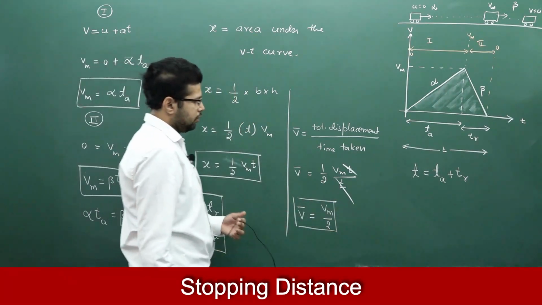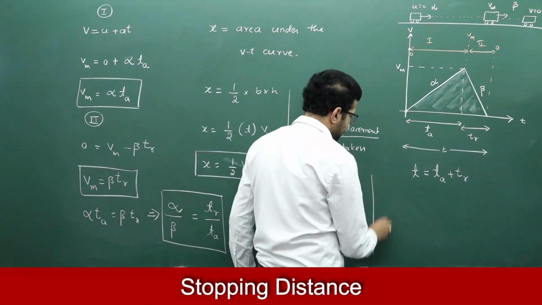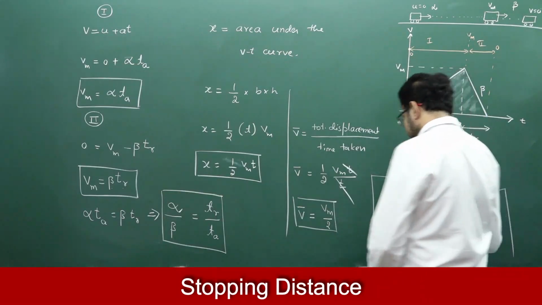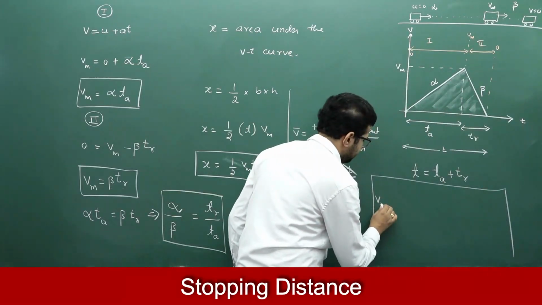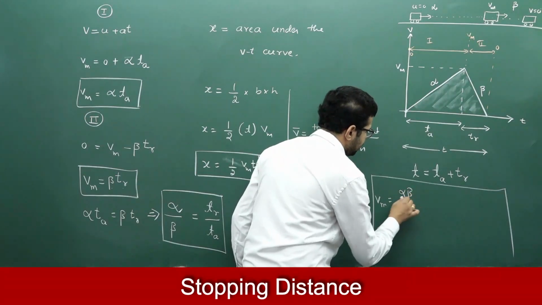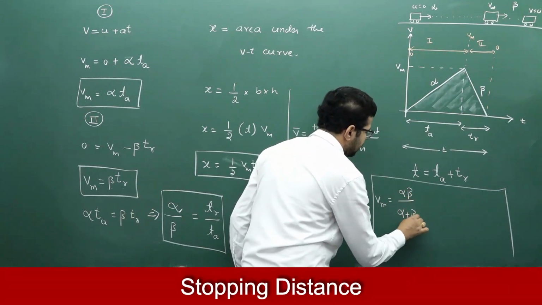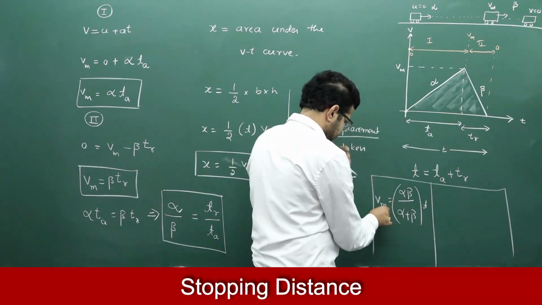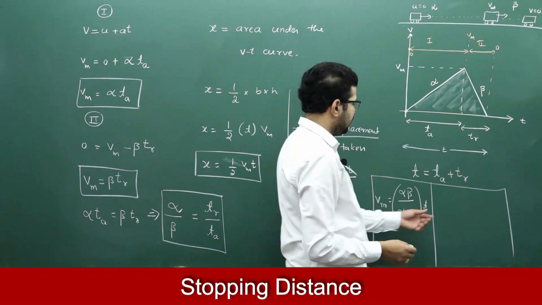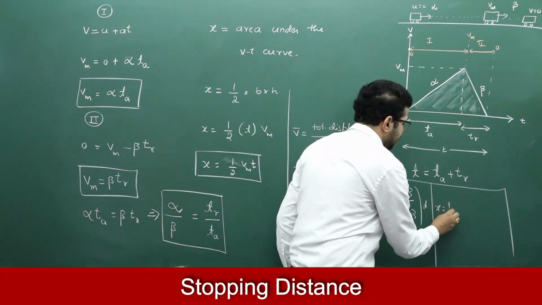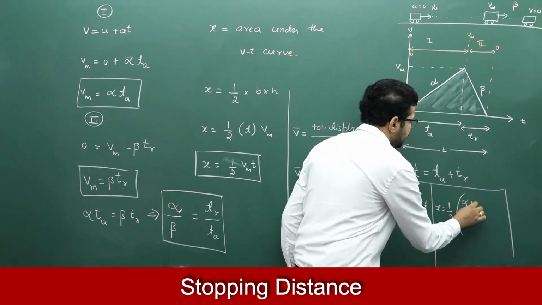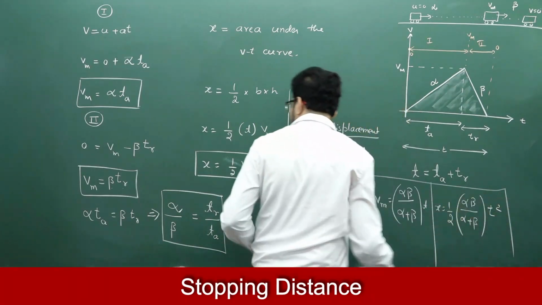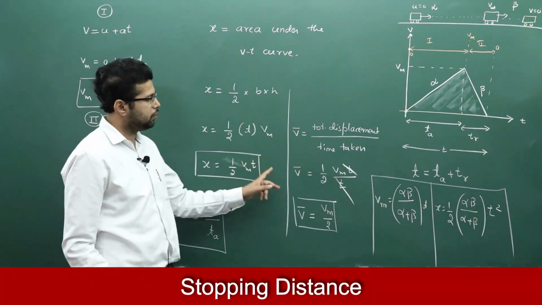And also we can take help of two shortcuts. Maximum velocity is also given by Vm is equal to alpha beta divided by alpha plus beta into t, or distance travelled is also given by half into alpha beta divided by alpha plus beta into t square. You can use this equation also, x equal to half into Vm into t, or that equation.